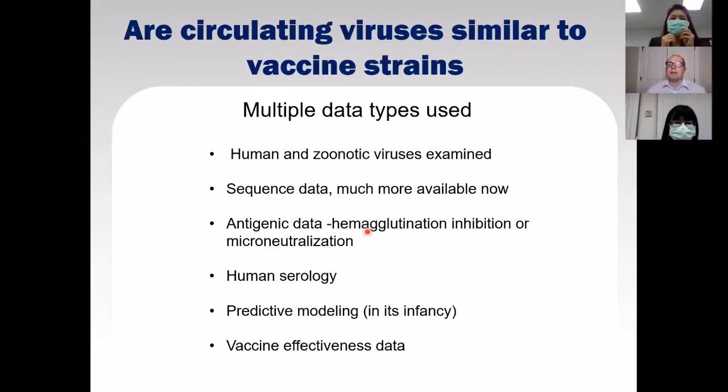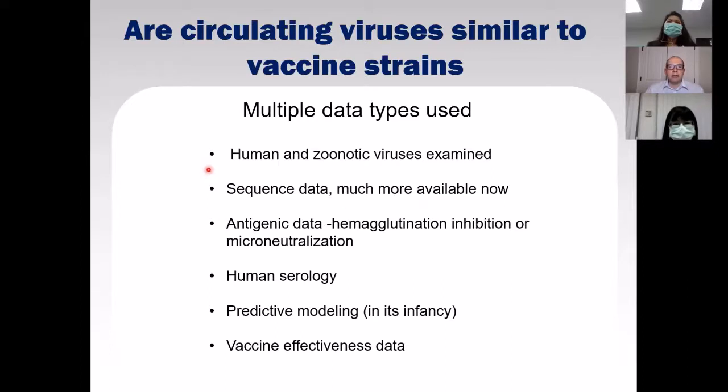And if we look, we basically come together with all this information collected from these laboratories and ask a pretty simple question, which is, are the circulating viruses similar to what we have in the vaccine already? And if the answer to that is yes, then we don't change the vaccine. If the answer to that is no, then there will be recommendations to change the composition of our vaccines. And there are multiple data streams that come into making this decision, answering this question. We look at both human and zoonotic flu viruses.